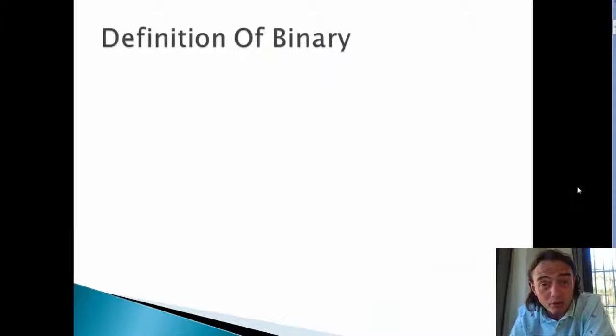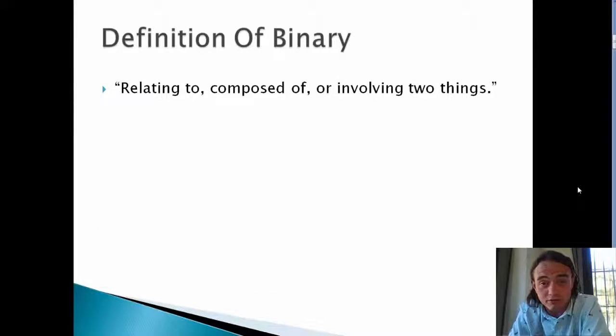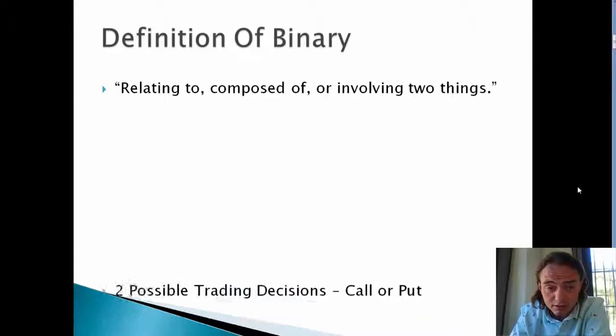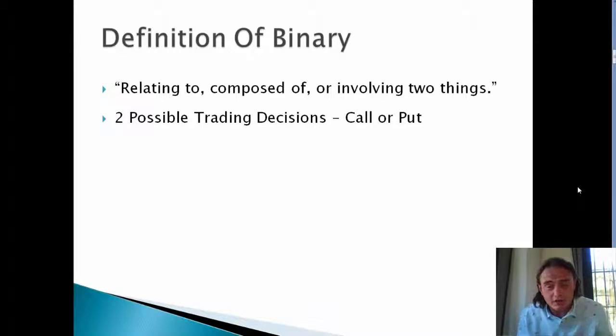Okay, so definition of binary. Some of you may know of binary code, which is lots of zeros and ones, and binary just means relating to, composed of, or involving two things. And in binary options, you've got two trading decisions you can make. You can make a call or you can make a put trade. A call is where you are placing a trade predicting that the price of an asset will rise. And a put is where you are predicting that the price of an asset will fall. So that's a put trade.